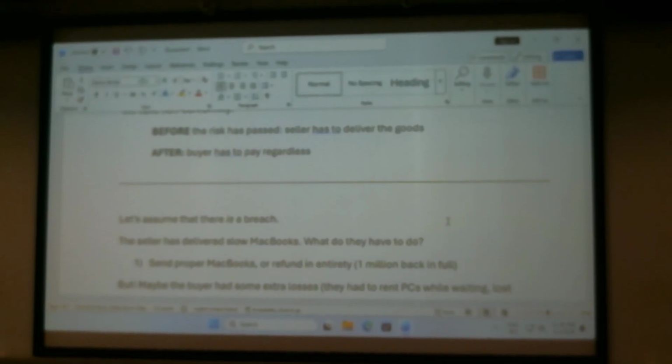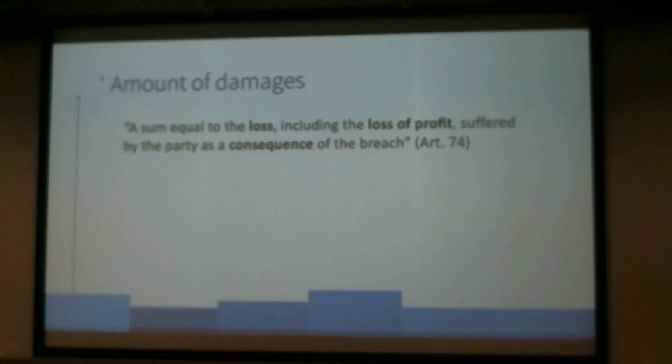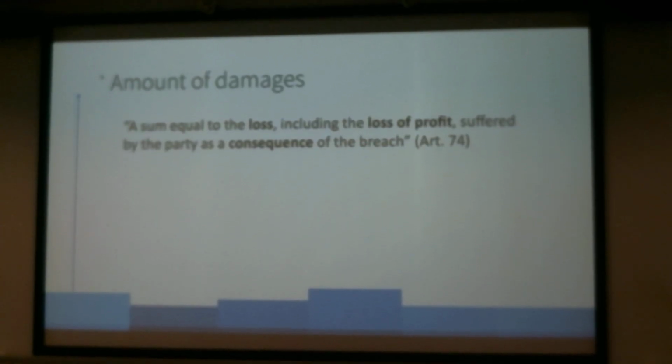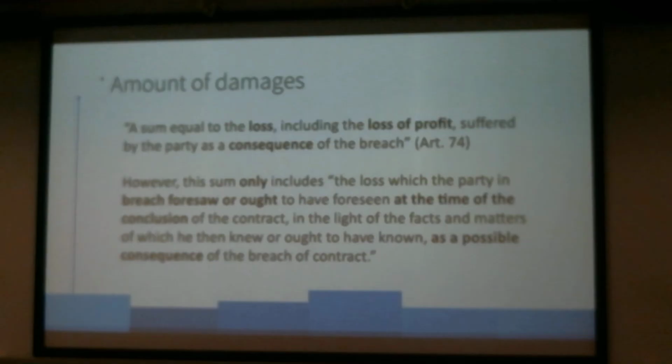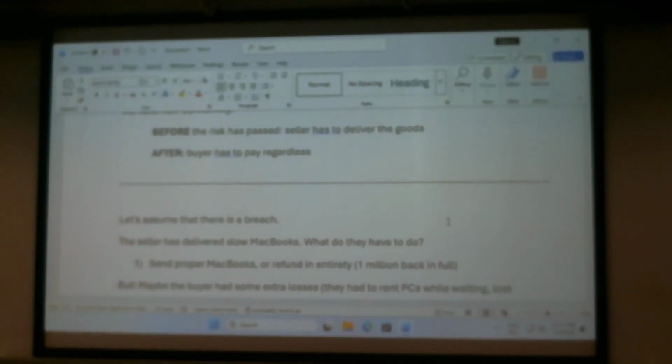Just to show what I'm talking about, what is the second part? The second part was this, right? You have the right to claim, as a consequence of a breach, any loss, including loss of profit. But then we have the second part, which tells us, yes, but that has to be foreseeable at the time of conclusion of the contract. So what would that mean in our context here?